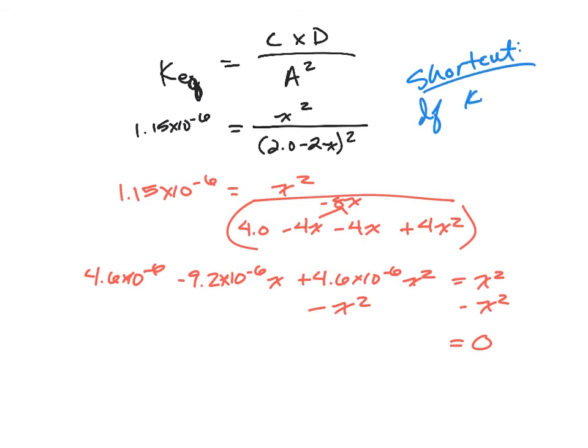If KEQ is less than 1 times 10 to the negative 5th, the change in x is going to be so small that it's not going to make a difference on the initial concentration. Or I should say, it won't make a significant difference. So if KEQ is super tiny, and in this case it is, look, it is smaller than 1 times 10 to the negative 5th. Ignore x in change of reactant.